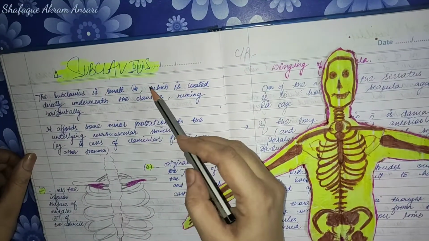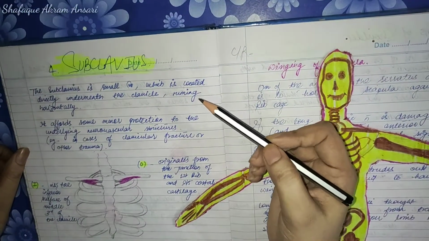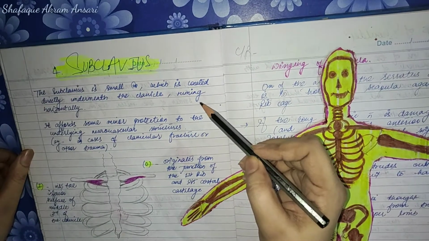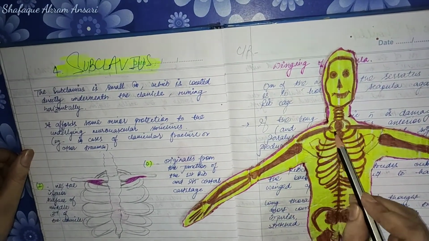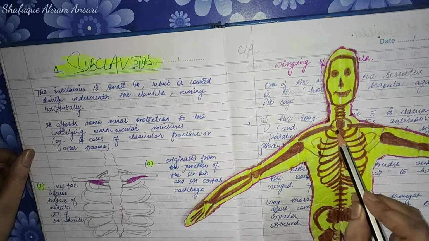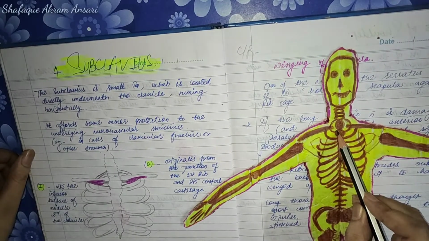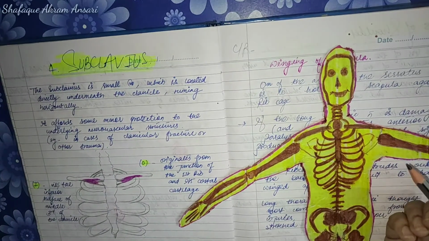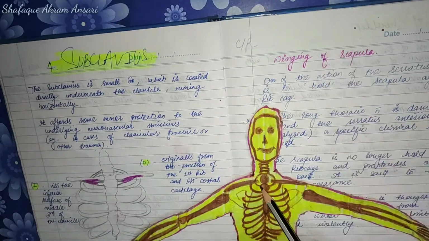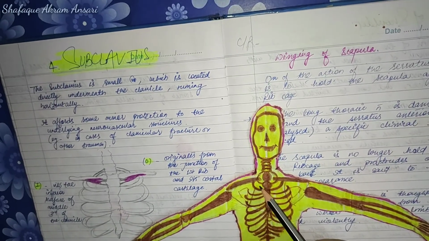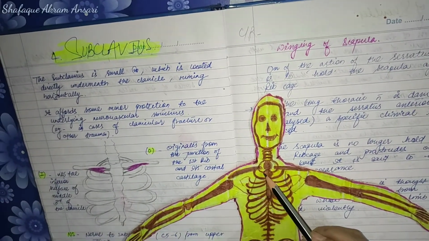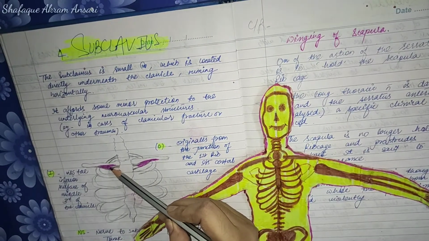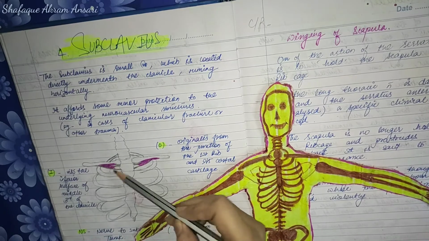Next muscle, subclavius. The subclavius is a small muscle which is located directly underneath the clavicle running horizontally. It affords some minor protection to the underlying neurovascular structure in cases of clavicular fracture or other trauma, and it originates from the junction of the first rib and its costal cartilage. It inserts into the inferior surface of middle third of clavicle.